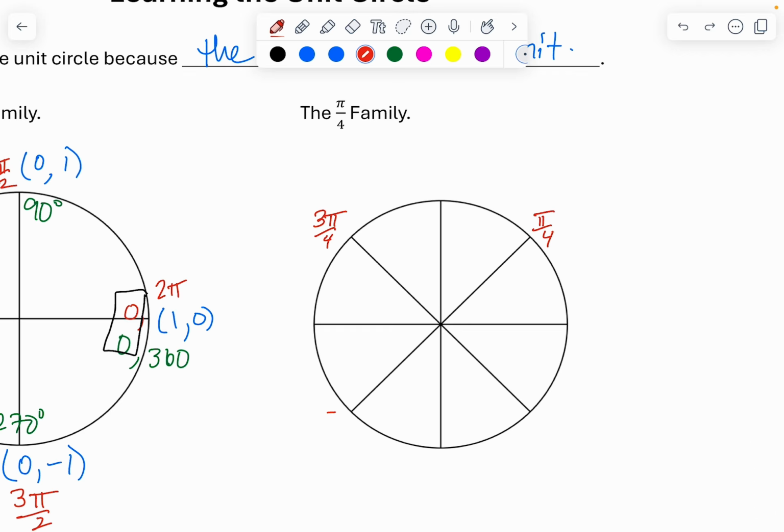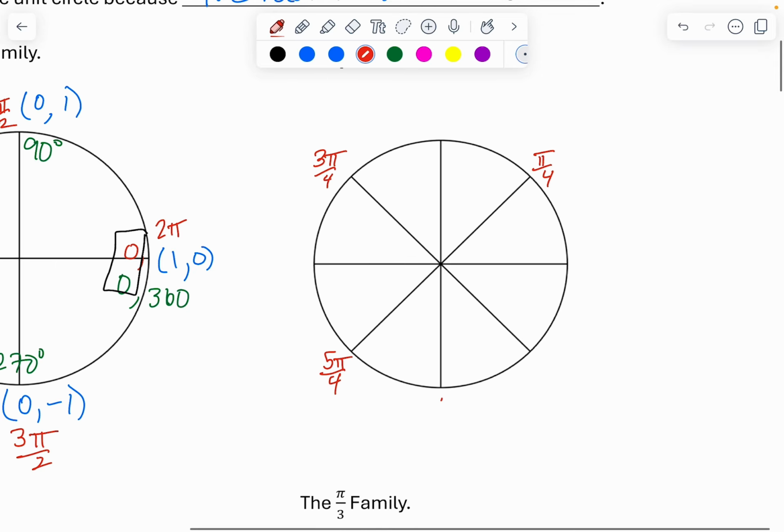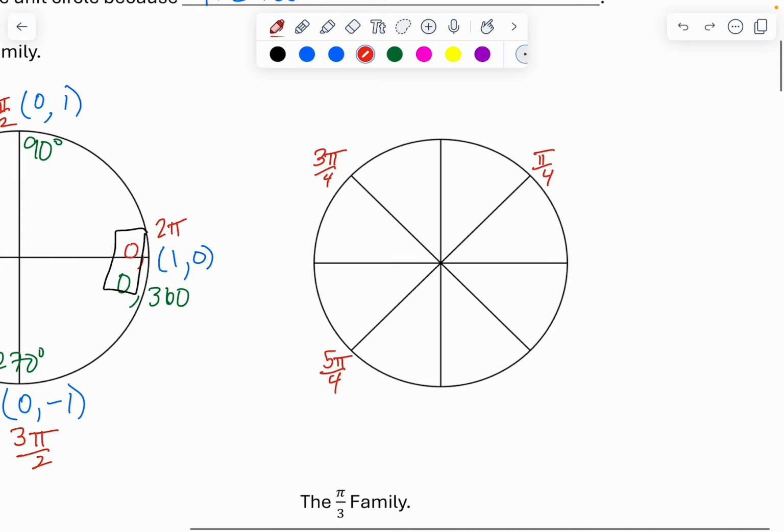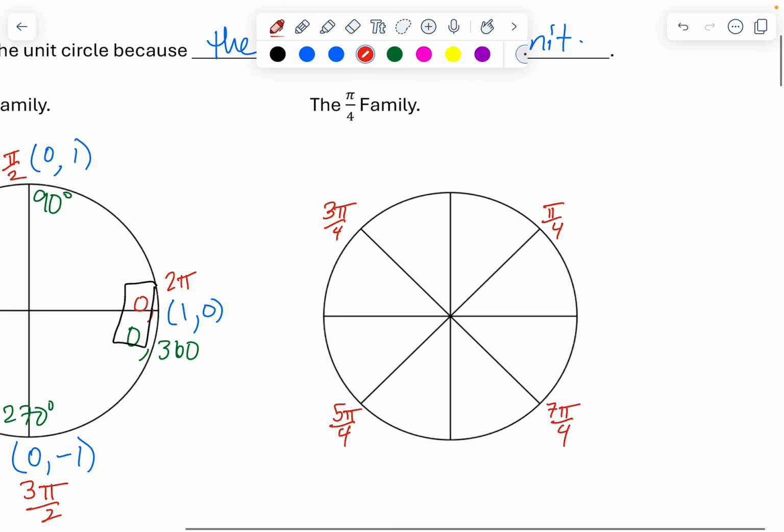And then here comes after 4 comes 5 pi over 4. The 6 pi over 4 would be here, but I'm not labeling it because we already did it. And then this becomes 7 pi over 4. So these are the 4 angles in our first rotation around the circle between 0 and 2 pi that are in the pi over 4 family. Now everything that we're saying for these holds true for all coterminal angles. So if it is anything that's coterminal to one of these 4, it's going to also work.